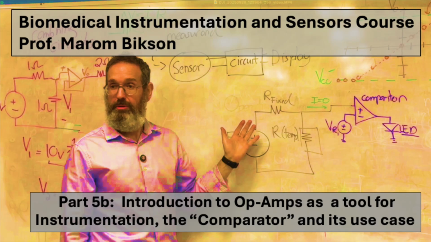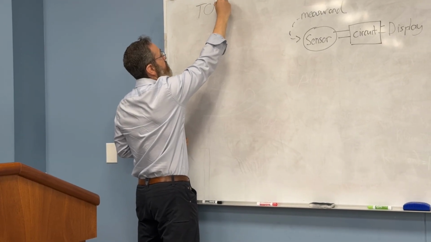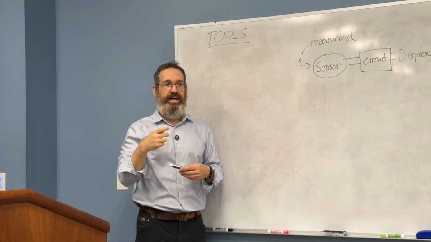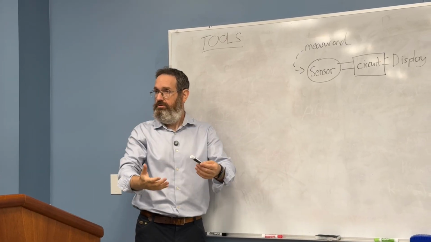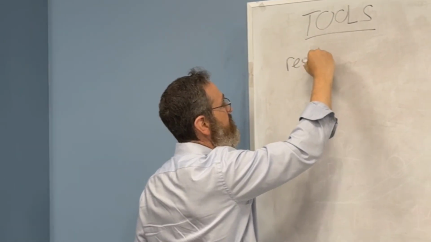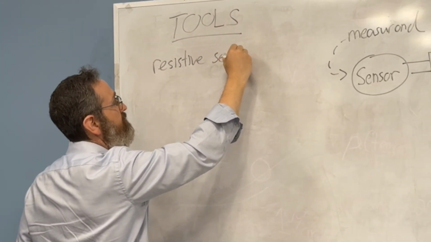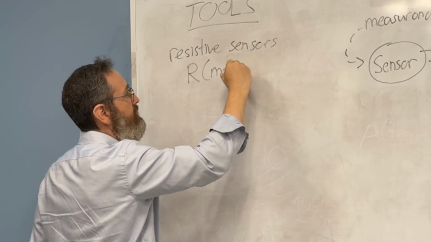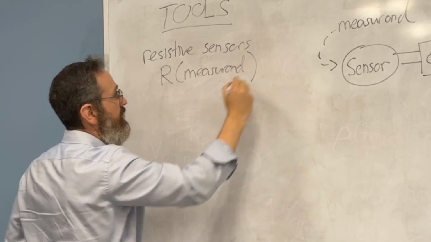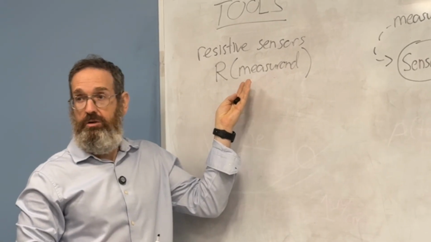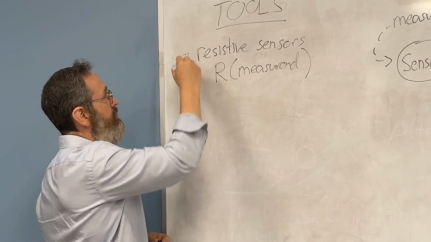All right, I want to take a moment to review the tools that you have been given. Now, these are circuit-based tools, but in this class, these tools are supposed to be useful to you, right? One of these tools is resistive sensors. By that, I mean something whose resistance is a function of the measurand. We started with the thermoresistor, then I did the thermistor, and then we did potentiometers, right? So that is one tool that you have available to you.